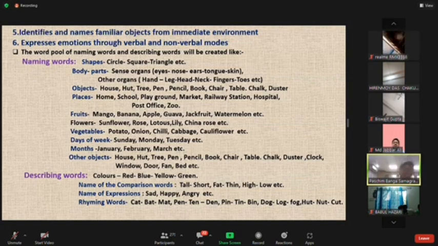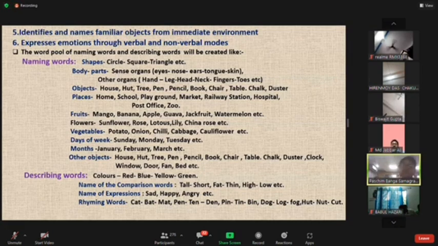And then the comparison words like tall, short, and then the expressions. Here there would be some problem with how we express the expressions. That I will also show you after this session, how we can show the expressions to them. And at last, the rhyming words.